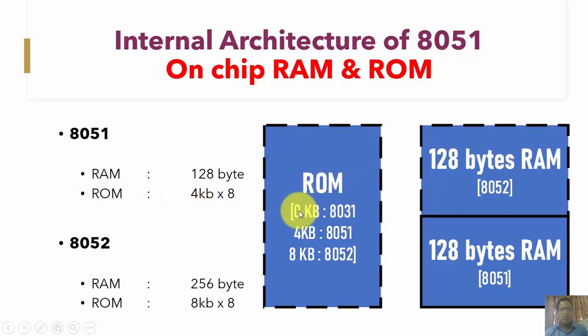In the 8051 we have a total of 4 KB ROM, whereas in the 8052 we have 8 KB ROM, and in the 8031 the internal ROM is absent. For the 8051 we have 128 byte RAM, whereas for the 8052 an additional 128 byte RAM is present along with this 128 byte, in the sense that a total of 256 byte RAM is present in the 8052.